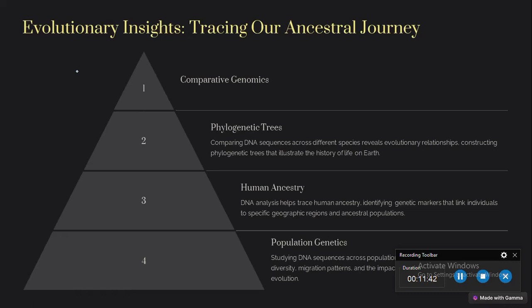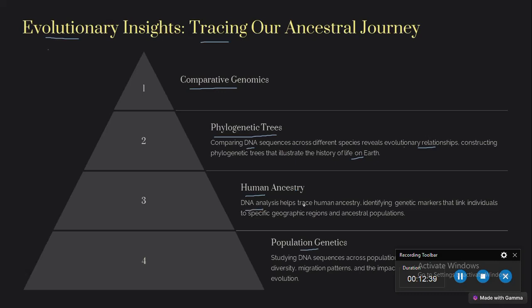Okay. Another aspect in which RNA sequencing and DNA sequencing help researchers is evolutionary insight. Okay, tracing our ancestors' journey. We can use this sequencing of DNA and RNA in comparative genomics, in making a phylogenetic tree, okay, in studying human ancestry and population genetics. Okay, what is meant by a phylogenetic tree? It compares the DNA sequence across different species, reveals evolutionary relationships, and constructs a phylogenetic tree that illustrates the history of life on Earth.